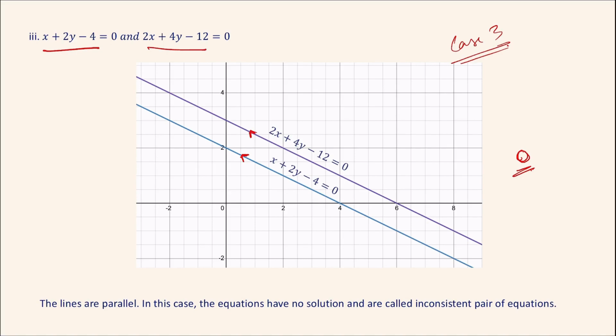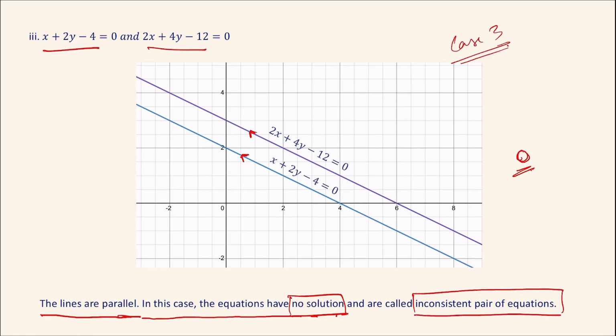So see, if we read the explanation, the lines are parallel. Yes, we can see that. In this case, the equations have no solution and are called inconsistent pair of equations. They have no solution because they do not intersect at any point. That is why they have zero solutions. Okay, so till now we have seen three cases. In the first case, the lines intersected. The second case, they were coincident. And in the third case, they are parallel.